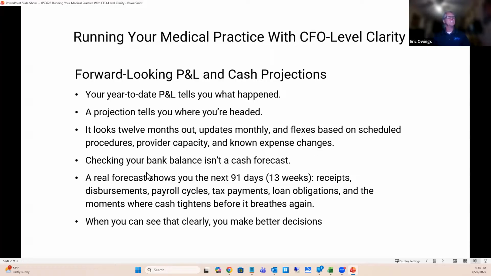Now let's get to cash. First of all, checking your bank balance is not a cash forecast. It's just basically, I've got money, I spend money. But if you do that, you're in real danger of coming up non-sufficient funds on a future charge.